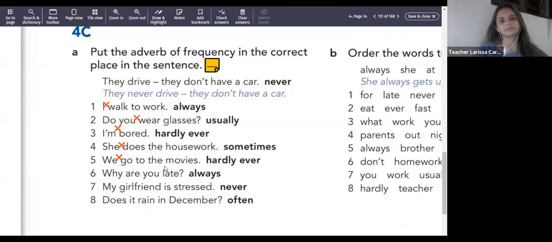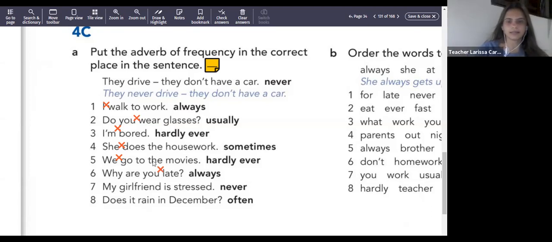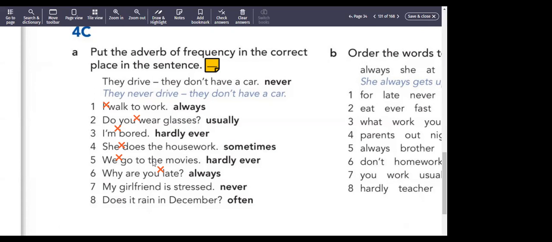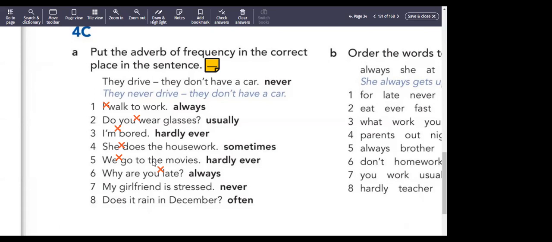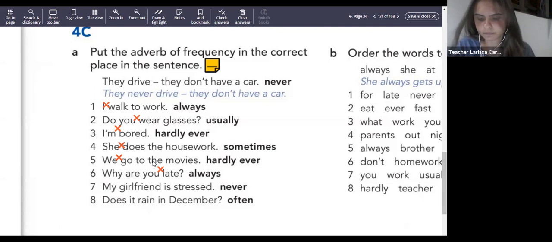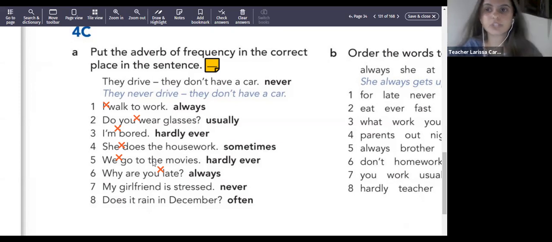Why are you always late? Perfect. Why are you always late? Why, Cecilia? Because it's a question, so the adverb comes after or before? After. After the subject. The subject here is you. Why are you always late? Very good. Next one.